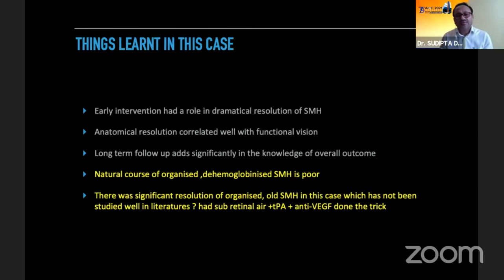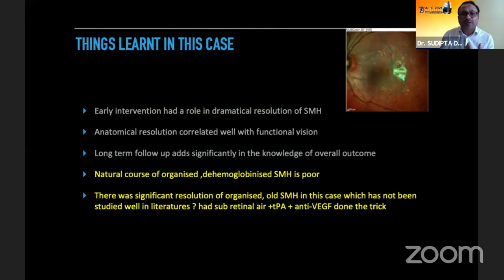Things learned in this case: we need to intervene early, which has a role in dramatic resolution of submacular hemorrhage. We know anatomical resolution correlated well with functional vision for this patient. Long-term follow-up adds significantly to the knowledge of overall outcome. But two things which I want the esteemed panel to comment on: the natural course of organized dehemoglobinized submacular hemorrhage, which is usually poor, but here we could see significant resolution of organized submacular hemorrhage, which has not been studied well in literature, and subretinal TPA and anti-VEGF has done the trick.